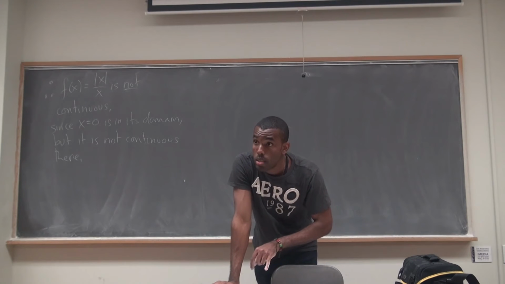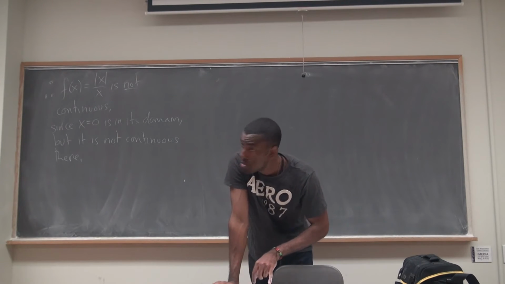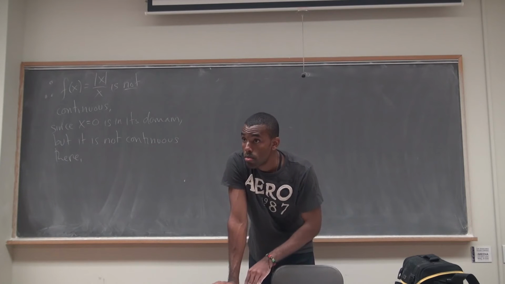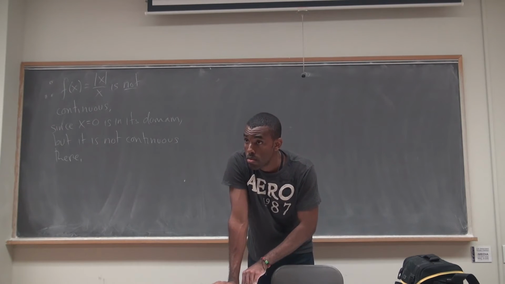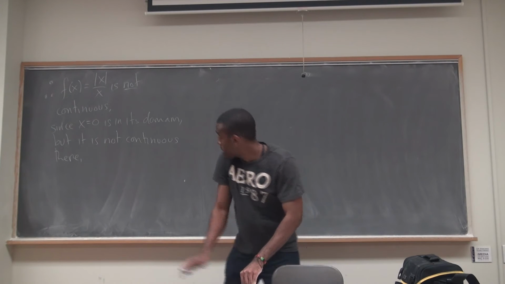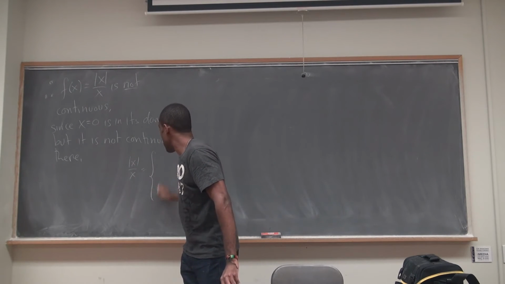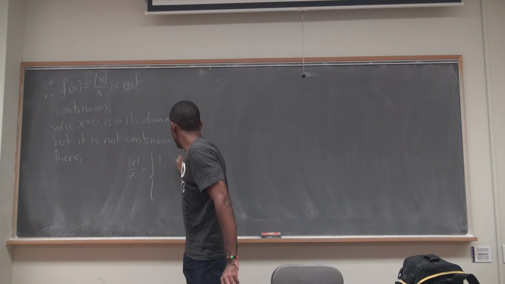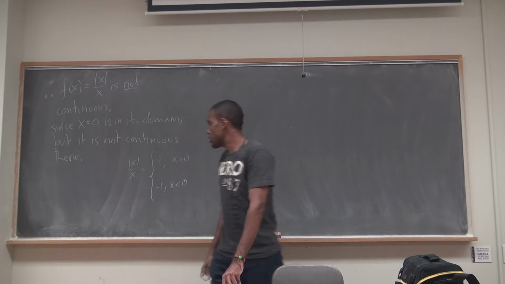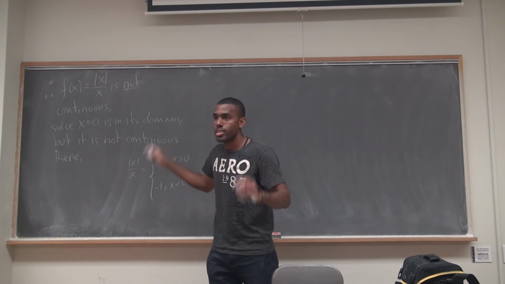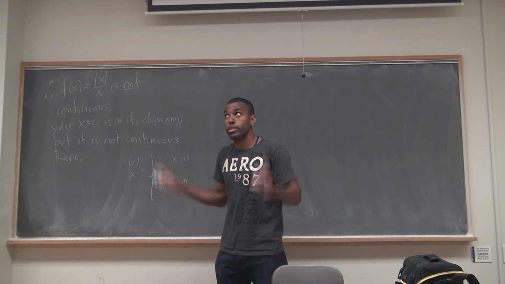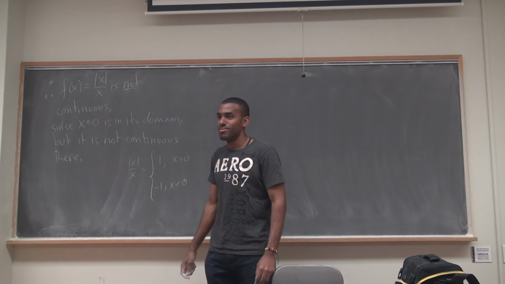Question: why can x equals 0 be in its domain? I thought that the denominator can't be 0. Oh, because this is actually that: 1 if x is greater than 0, and minus 1 if x is less than 0. Right. So there's actually not an x in the denominator. Okay. It just looked that way. Okay.